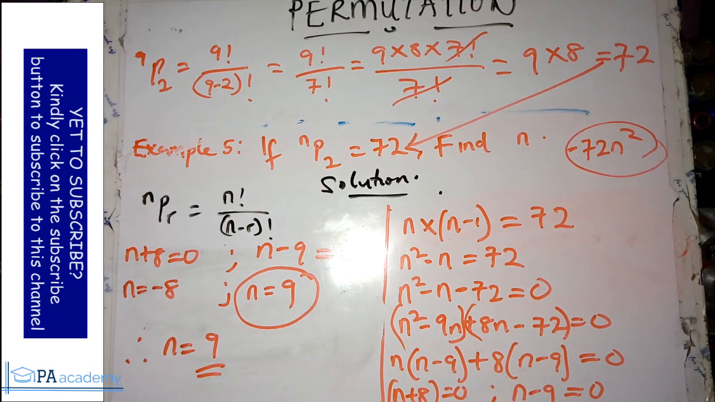So with that, we've come to the end of permutation. In the next video, we are going to be looking at combination. We are going to be looking at combination with condition and combination without condition, and we will look at different examples under it.